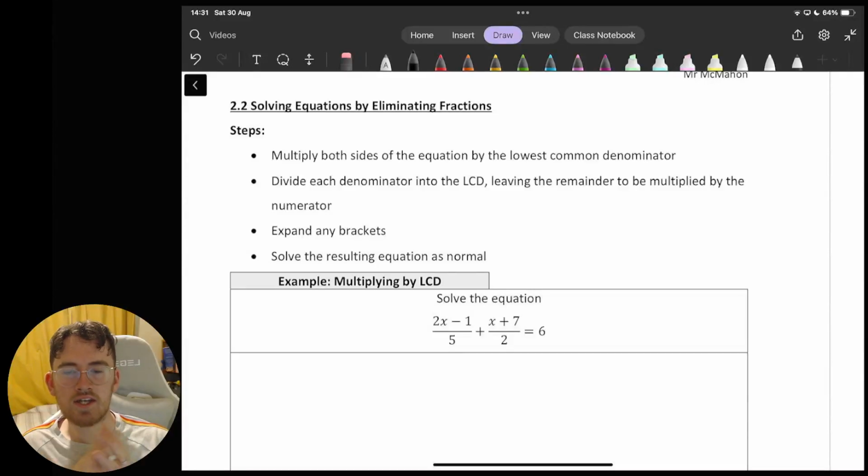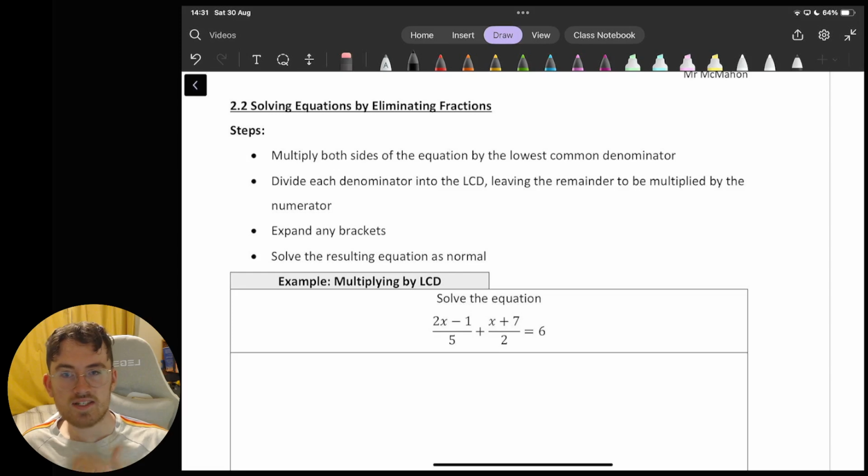Okay, so we're going to look now at solving fractions by eliminating the denominator, eliminating the fraction element. There's a simple enough method we're going to use for this, and really all that we're doing here is just reordering the steps that we followed in the previous method.